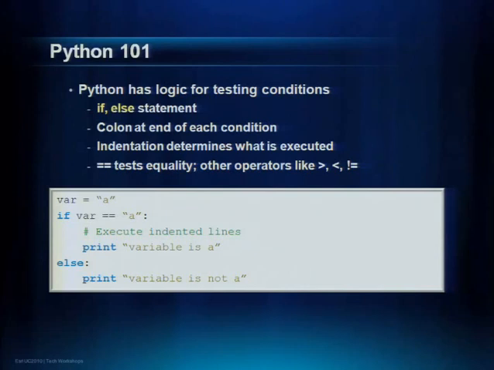Here in our code sample, we're assigning a string, the letter A, to a variable. We then test whether the variable is equal to A. If so, we execute whatever is in the indented section beneath it. And the else statement, on the fourth line down, is simply saying if the variable is not equal to A. That's the false part of the condition testing. If it's not equal to A, we do whatever's indented. So print 'variable is not A'.